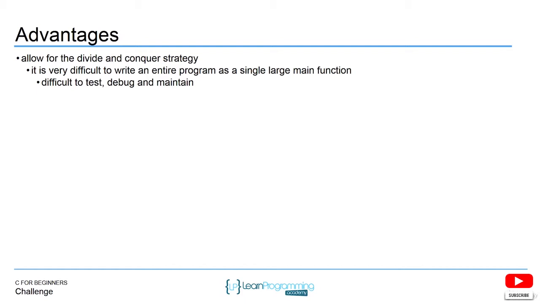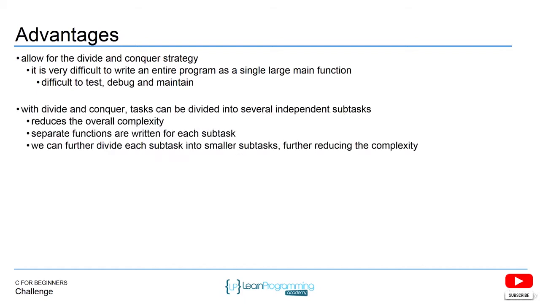So we're going to use functions. Divide and conquer basically means that tasks can be divided into several independent subtasks. It reduces the overall complexity of the code. You can create separate functions for each subtask, and then you can even create more functions to divide the subtask into smaller subtasks. Each time you create these additional functions, it reduces the complexity. Your goal, when you're creating these functions and using the divide and conquer strategy, should be to make your functions as cohesive as possible.